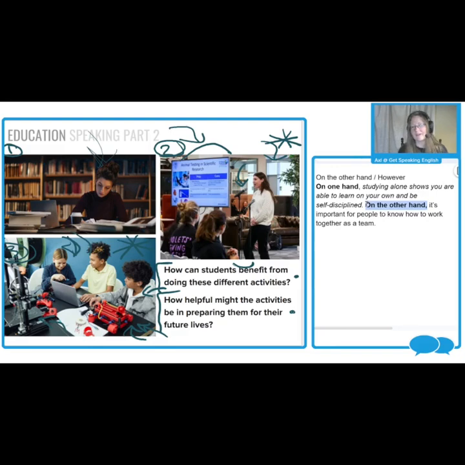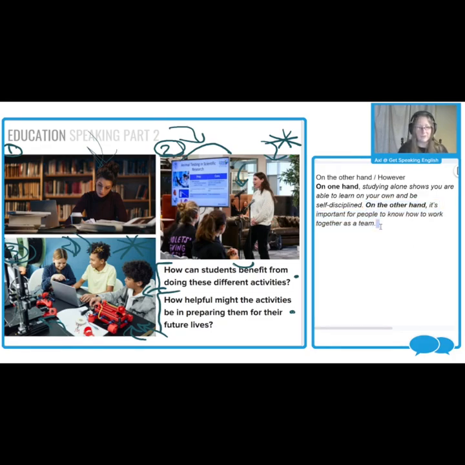On the other hand, it's important for people to know how to work together as a team, right? So those are two very valuable different things, right? On one hand, it's really good to be self-disciplined, right? Show that you're able to learn on your own. However, on the other hand, it's really important that people know how to work together as a team, right? So typically when we use phrases like on the other hand or however, it starts a new sentence, right?